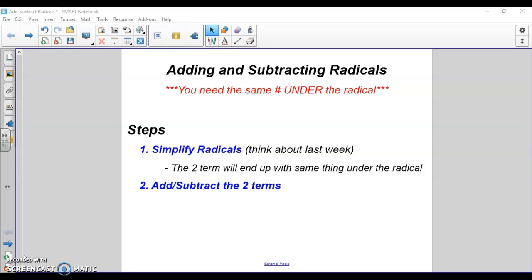So the big thing you need to know here is that in order to add and subtract radicals, you need the same number underneath the radical. So with that said, you're going to have to simplify radicals. Think about what we did last week. And we're going to then just add or subtract the two terms. That's it. So I got 6 examples for you. First 2 will go by pretty quick. Next 4 after that, nothing crazy either, but 6 examples. Let's go.